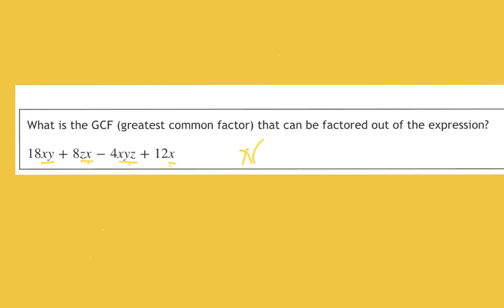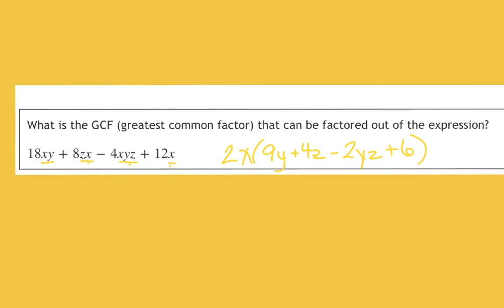And then I can notice that 2 would be the greatest common factor of each one of these. 2 is not a very big number, but it is the greatest one these have in common. So I pull out a 2x. What remains if I pull the 2x out of the first term is a 9y. Out of the second term is a 4z. Out of the third term is a negative 2yz. And out of the last term is a positive 6.